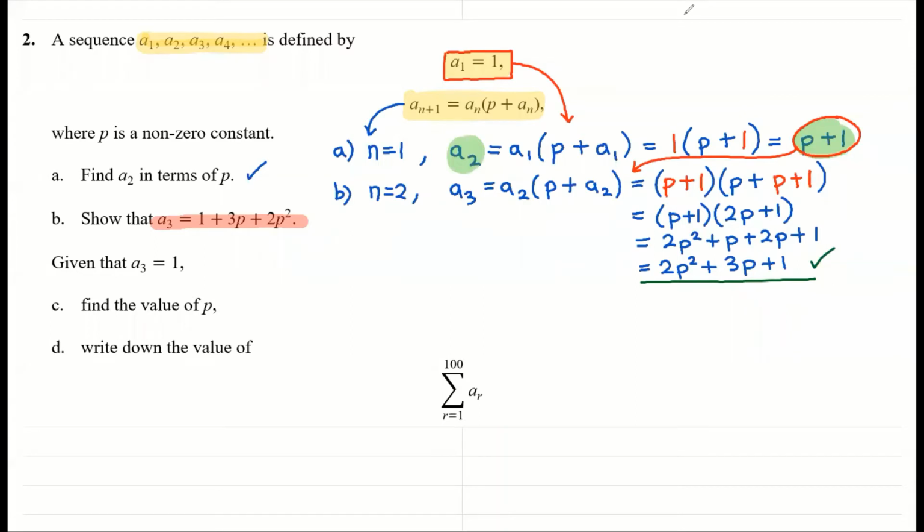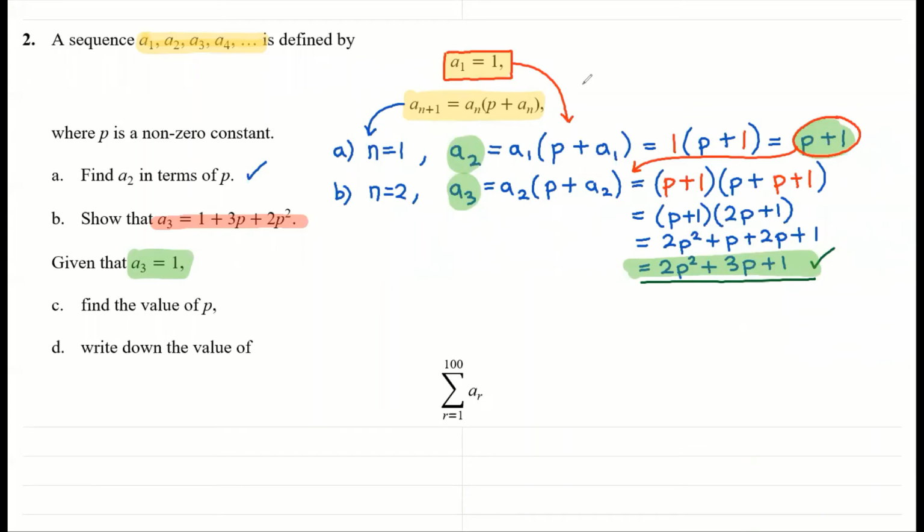Right, okay, for part C, we have to find this value of P, and they've given us some extra information. They've told us here that A3 is equal to 1. Okay, that's good. So I can just set, remember this is A3 that we found here. All right, so if I just set this quadratic equal to 1, I should be able to answer this question.